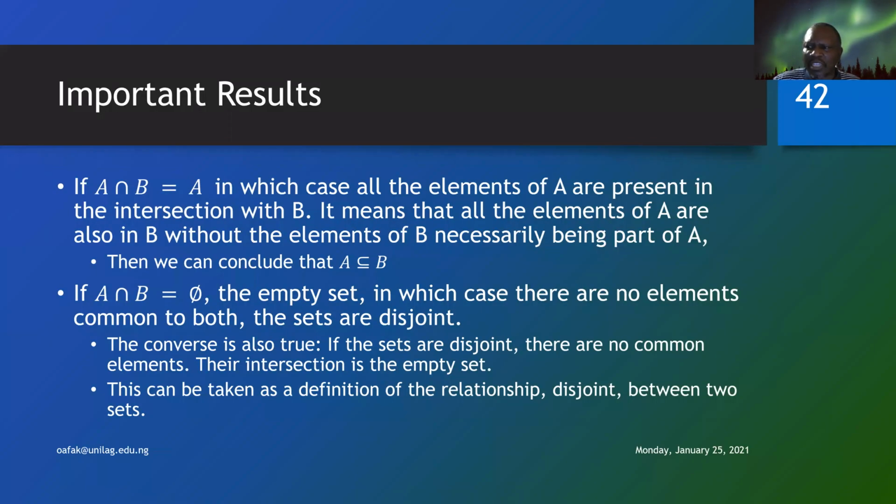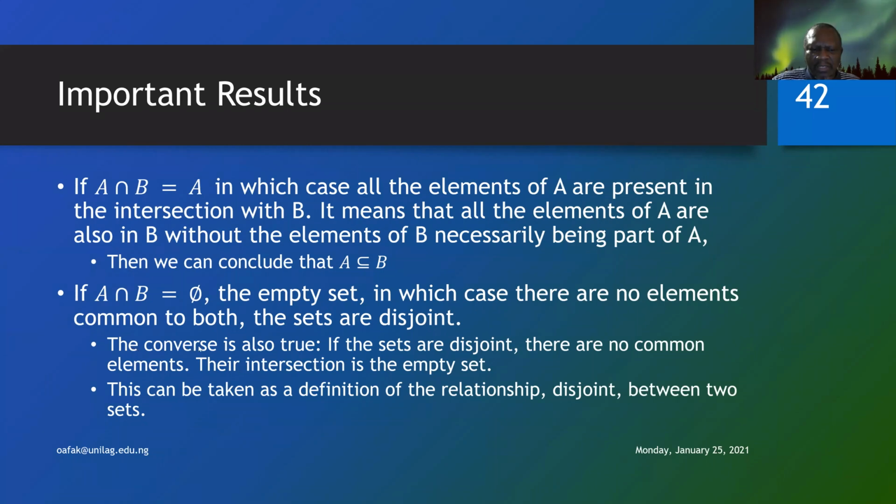Now, we will just take a look at some important results. For instance, we have just explained that if the intersection of A and B is A, then all elements present in A are present in this intersection. Then it means that the elements of A are also in B. Then A is a subset of B. If the intersection of A and B is the empty set, where we use this symbol, an O with a slash, to denote the empty set, which is the mathematical symbol for the empty set, in which case there are no elements common to both. The sets are disjoint.